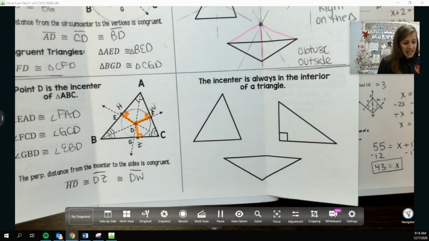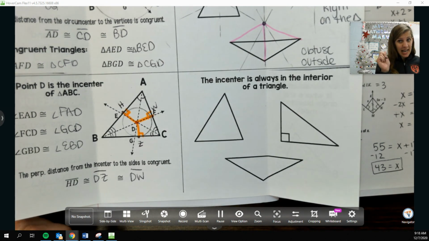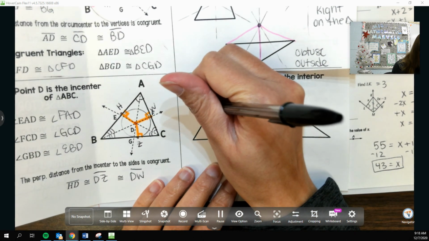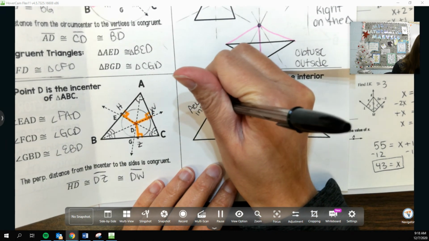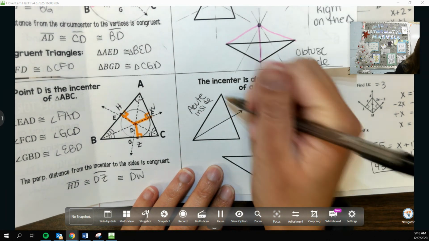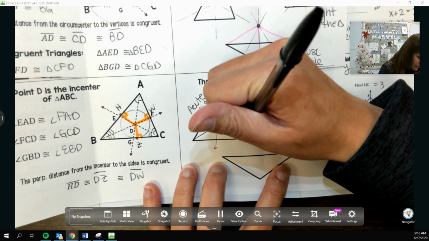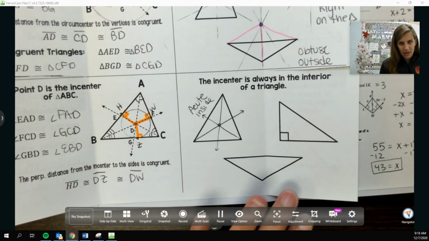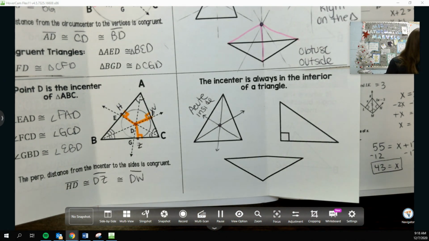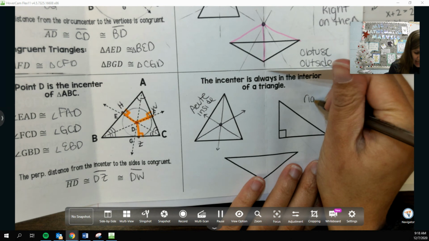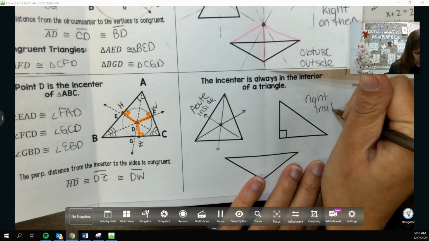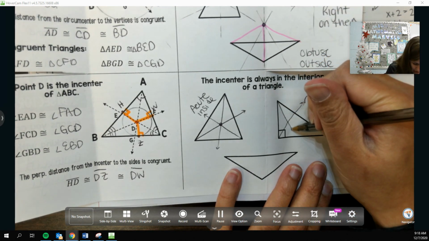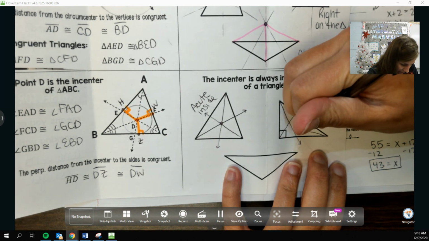Now, the incenter, because it's creating the circle inside, will always be inside the triangle, no matter what type of triangle you have. So when we have an acute, it's inside. And again, if you think about it, we have our angle bisector, and I'm just kind of eyeballing this. I could measure with a protractor, but that would take a lot of time and I'd have to cut the angle in half and all that good stuff. When it's right, it's still going to be inside. So if I cut this angle in half, so 45 and 45, cut this angle in half, just eyeballing it, and then cut that angle in half.